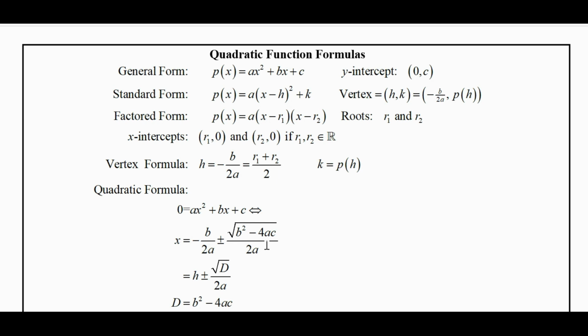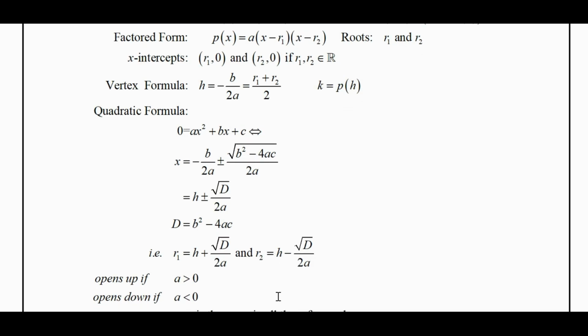If r1 and r2 are not real numbers, you can still factor it, but you have to go to the non-real complex numbers in some cases there. And that indicates a parabola that doesn't cross the x-axis. The vertex formula is minus b over 2a for h. It's also the average of the two roots, r1 plus r2 divided by 2, whether they're real or not. And here's the quadratic formula that we just went over as well. Okay, so r1 is h plus the square root of d over 2a. In other words, it's minus b over 2a plus the square root of b squared minus 4ac over 2a. And then r2 is the same thing with the minus in the middle.